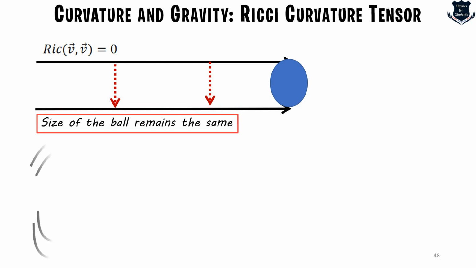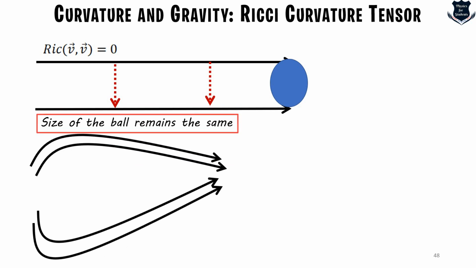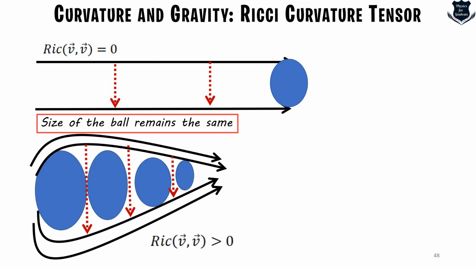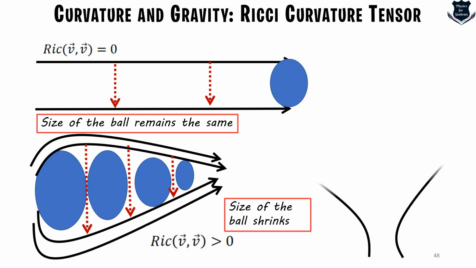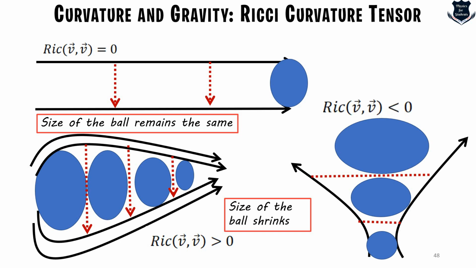The size of the ball remains the same. But if I take a path like this and I start moving the ball from here to here to here to here, what we see is the size of the ball shrinks. And if I take a weird surface like this and try to move the ball from here to here to here, it increases. So this shows how the size of the ball changes with movement. This is what is called curvature and gravity, the Ricci curvature tensor, which is another integral part of differential geometry.